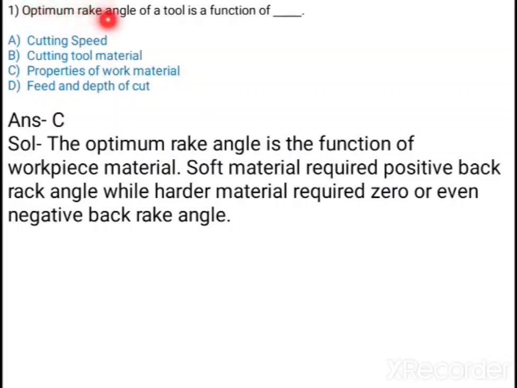The optimum rake angle of a tool is a function of cutting speed, cutting tool material, properties of work material, feed and depth of cut. So the optimum rake angle is a function of workpiece material. Soft material requires positive back rake angle, while harder material requires zero or even negative back rake angle. So this is related to the properties of the work material. So we can say the optimum rake angle of a tool is a function of properties of work material. All depends upon the material properties.